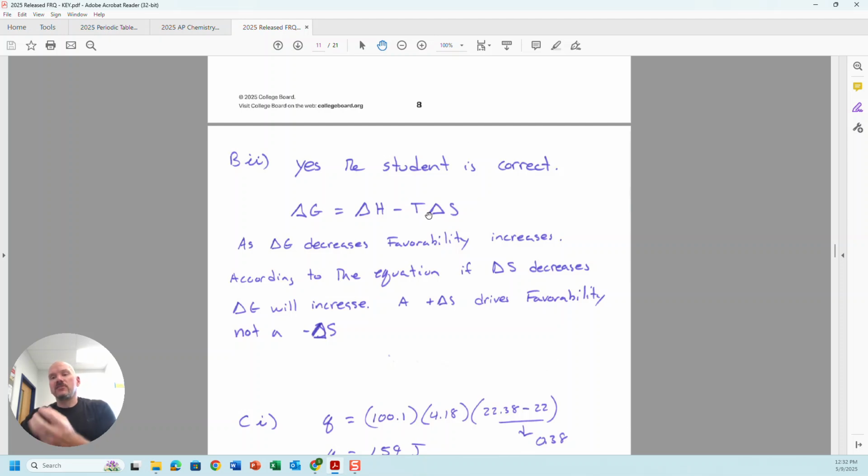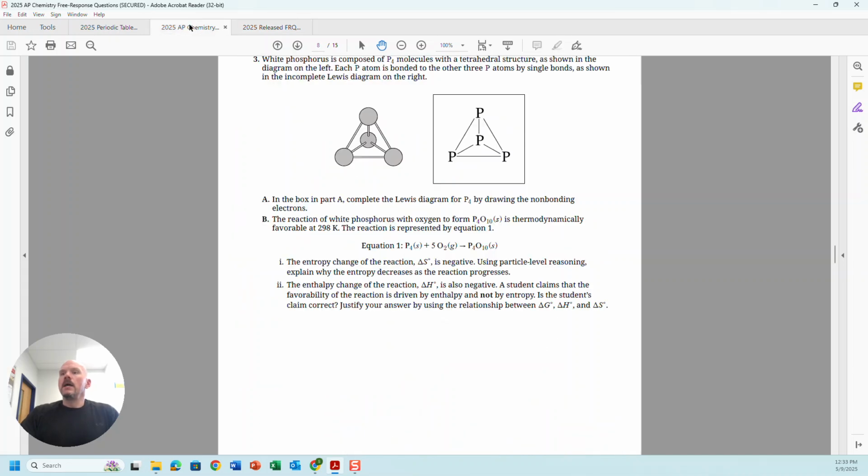The entropy change that's favored, that drives favorability, has to be a positive entropy change, and conversely, an enthalpy change that's favored is a negative, a release of energy, an exothermic process. Okay, all right.